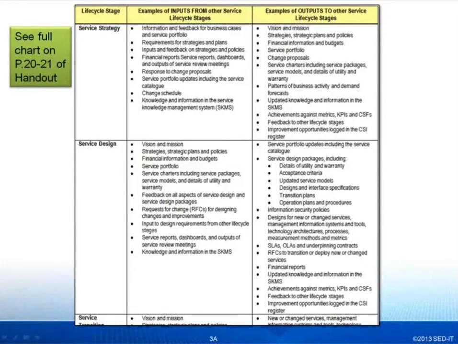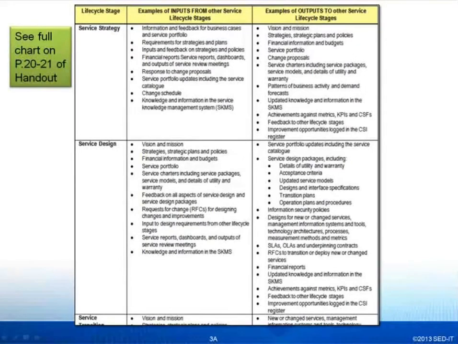Now look at service design. And if you look at the first column, that is the inputs from, right? So this is examples of inputs from. Well, the first column is saying, hey, service design is going to get vision, mission, strategy, strategic plans. They're going to get the information from strategy. We're going to see that repeated over and over again. In reality, you need to know 5 groups of information. Find the 5 groups, and you have the table. So what is service strategy going to provide? They're going to provide it to all of the other life cycle phases.